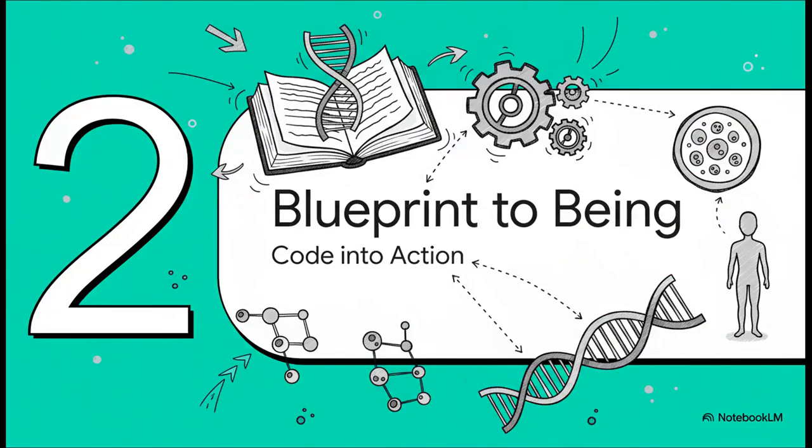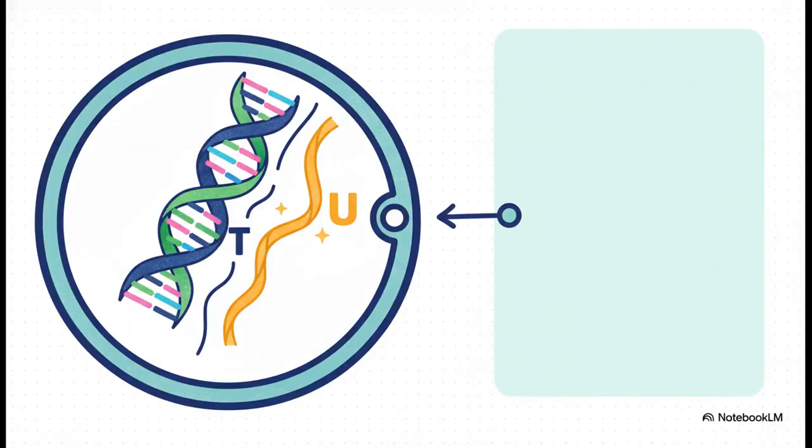Okay, so we've got the blueprint, and we know how it's copied. But a blueprint is totally useless if nobody can actually read it and build the thing, right? So how does a cell turn that code into you? That's the next piece of the puzzle. The DNA blueprint is way too important to risk damaging it, so it stays locked away safely inside the cell's nucleus. To get the instructions out, the cell sends a messenger.